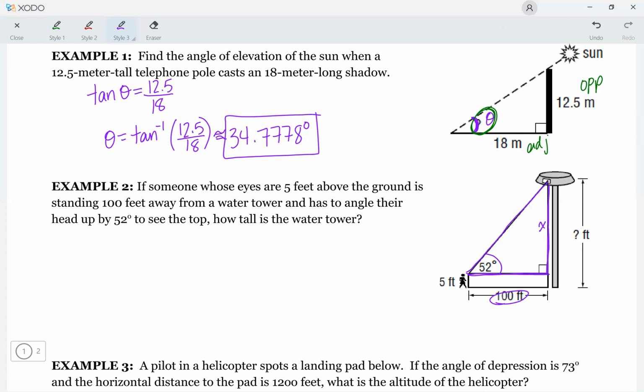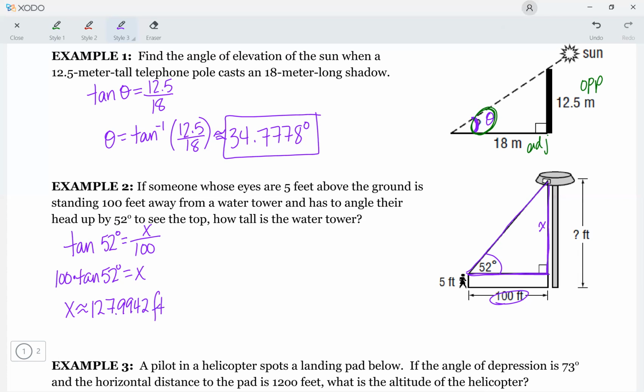So let's start there. Again, 52 degrees is the angle, x is the opposite side, 100 is the adjacent side. So that means, yet again, we need to use our tangent ratio. So that's what I'm going to start with. Tangent of 52 degrees, our angle of elevation, equals x over 100 feet. So I multiply both sides by 100, which gives me 100 times tan 52 degrees equals my x, and I just plug that in. So x is approximately equal to 127.9942 feet.